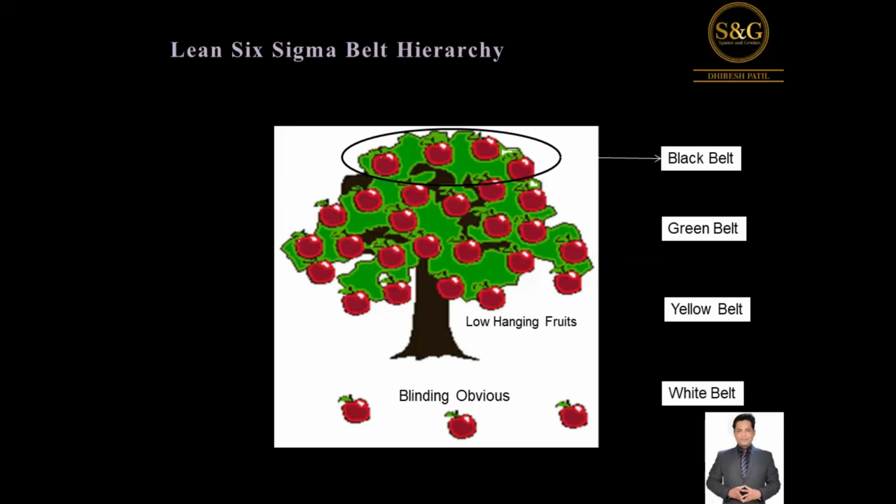Then master black belt makes sure that the technical aspects of Lean Six Sigma are taken care of. If there are certain escalations to be made to the top management, they can be made by the master black belt. So I hope this gives you clarity about the belt hierarchy. Let's jump into the next level.